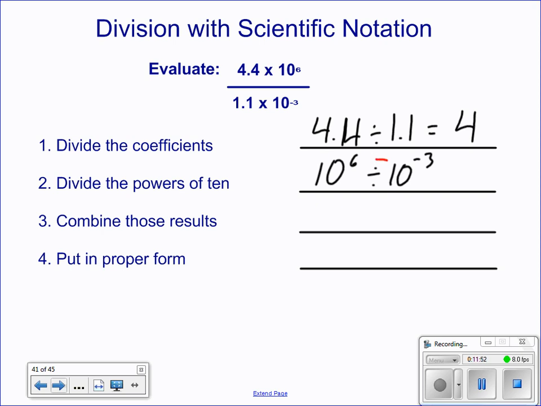I'm going to subtract the exponents. 6 minus negative 3. I'm subtracting integers, so add the opposite. It really becomes 6 plus 3. 6 plus 3 is 9, 10 to the 9th power. So I get 4 times 10 to the 9th power. That is fine. 4 is between 1 and 10. There's my answer: 4 times 10 to the 9th power.